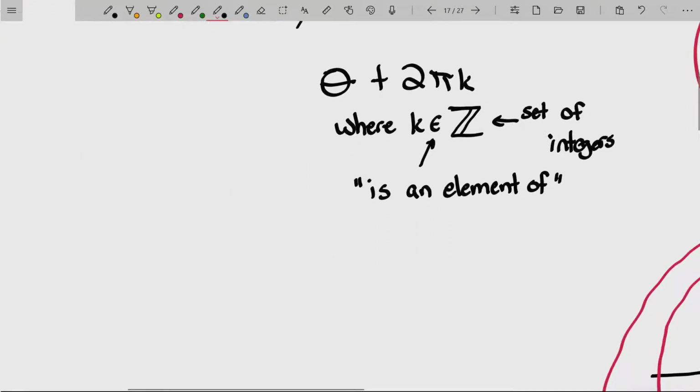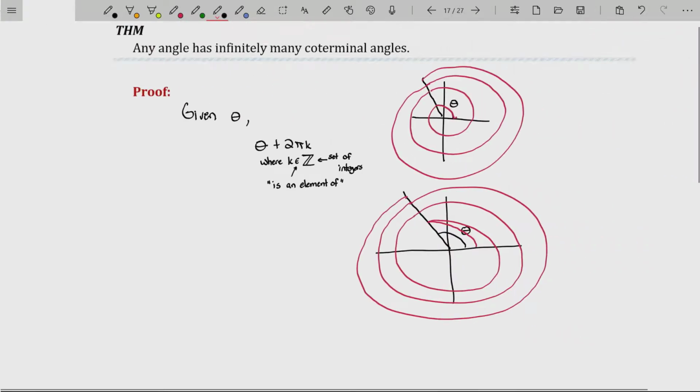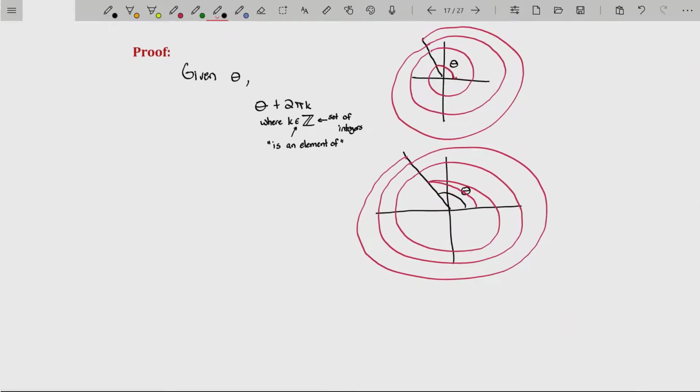So that's the end of the proof, by the way. There's not much to it. For example, actually, I have a bunch of examples. Hold on.